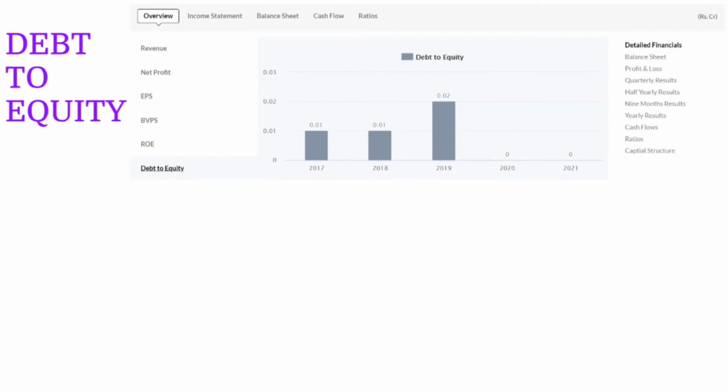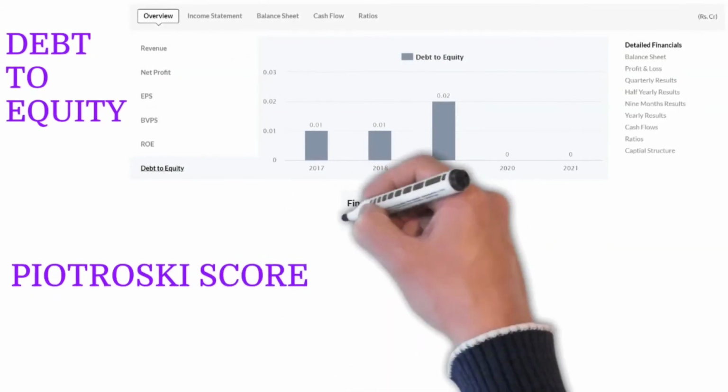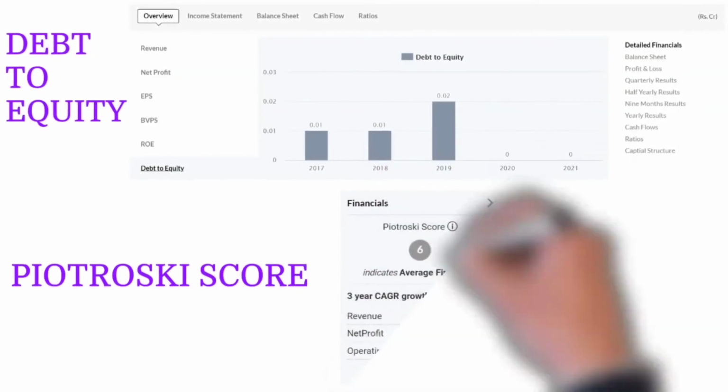Now let's look at the debt to equity chart. If you see closely, you can clearly see there is 0 for 2020 and 0 for 2021, which is another good indicator going forward because this shows us that the company is debt free from 2020 onwards. They cleared all their debt in 2019. And that's probably the reason why you would see the ROE which is lesser because of the debt. So we also need to look at the Piotroski score.